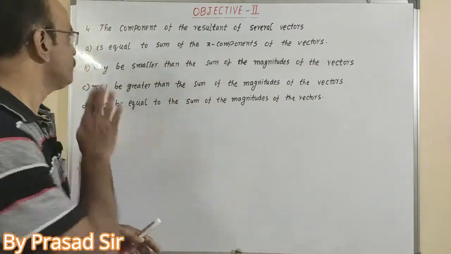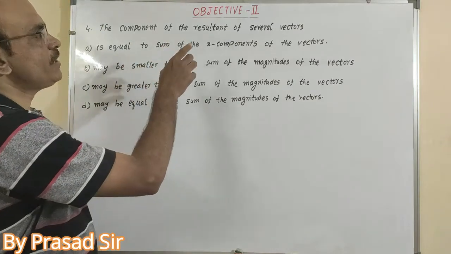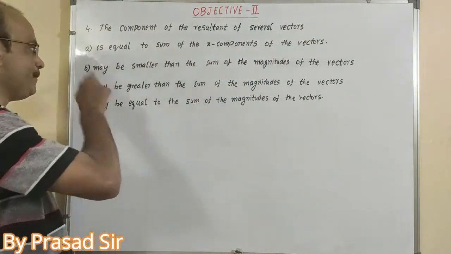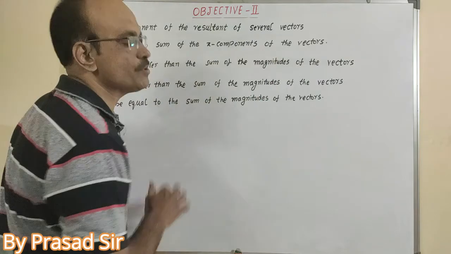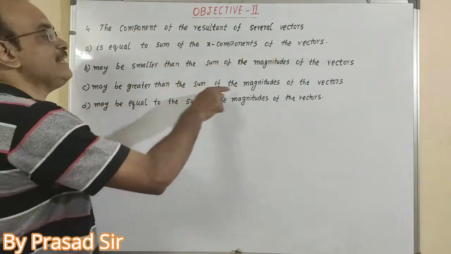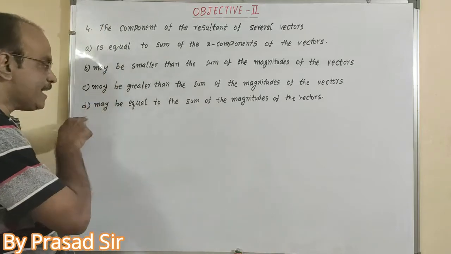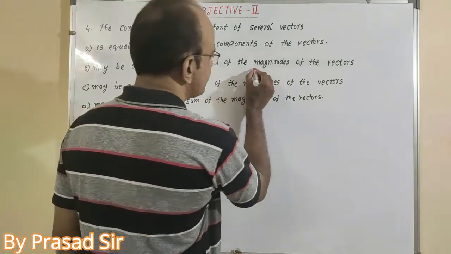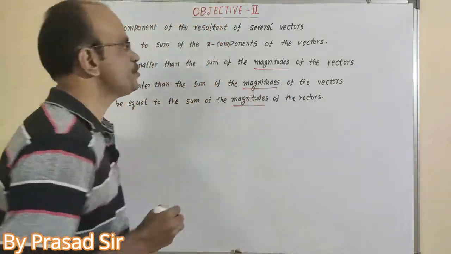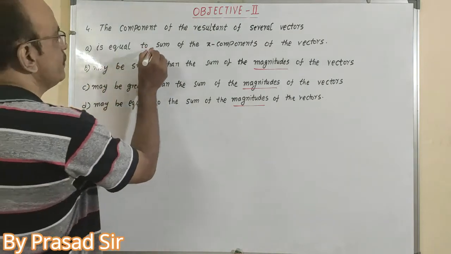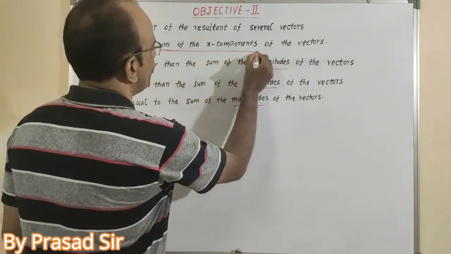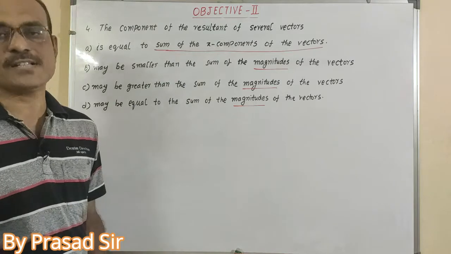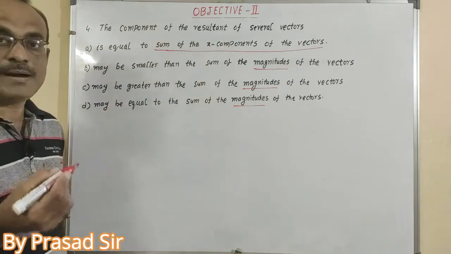Here is question number 4. The component of the resultant of several vectors: A, is equal to the sum of the x components of the vectors. B, may be smaller than the sum of the magnitudes of the vectors. C, may be greater than the sum of the magnitudes of the vectors. And D, may be equal to the sum of the magnitudes of the vectors. So observe the options. In the last three options, they give magnitudes. In the first one, the sum of the x components of the vectors. Observe these differences. Now, how to answer this one? First of all, these are all multi-answer questions.